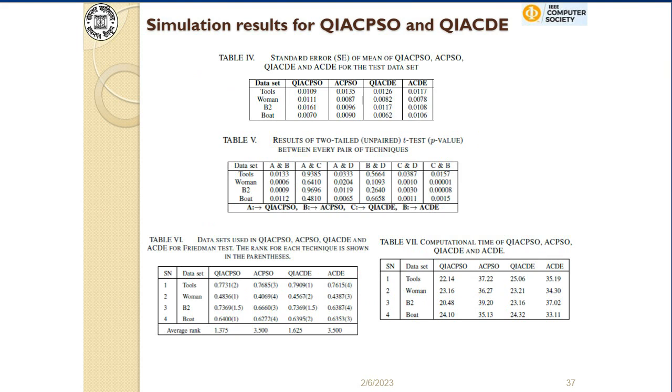Just for assessing the performance, we went for the Friedman test and the two-tailed t-test. When you see from the Friedman test, the ranking of QACPSO, that is the quantum inspired variant of the PSO algorithm applied to automated clustering, has the lowest rank, which implies that QACPSO is giving the best performance among all the other participating algorithms.